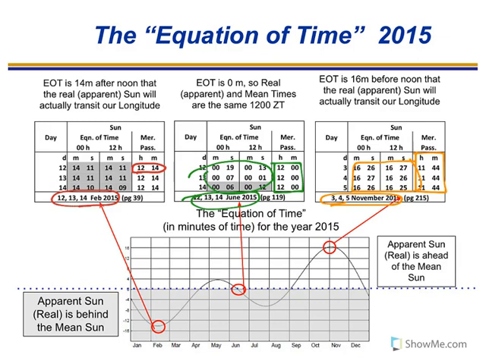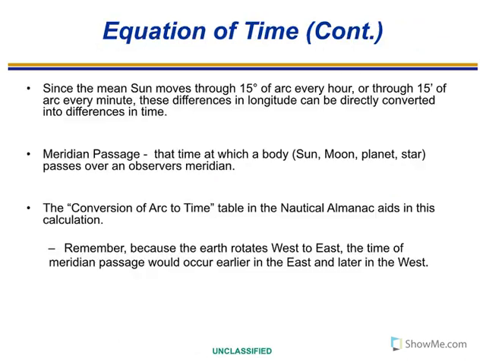So now if you have your Nautical Almanac with you, I want you to open up to today, even though it might be a different year because we use almanacs from the past. Open up to today and see what the equation of time is for today. I want you to ask yourself, is the apparent sun ahead or behind the mean sun, and by how much? So please pause your video and figure that out.